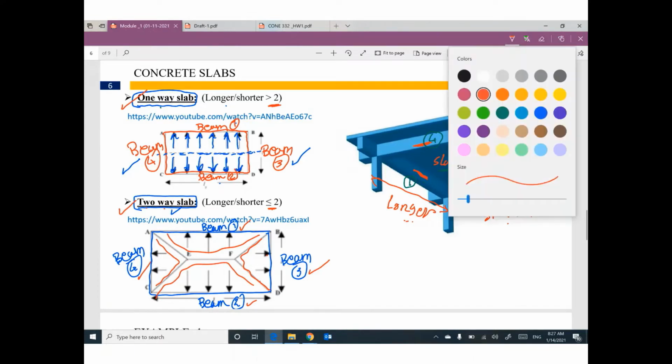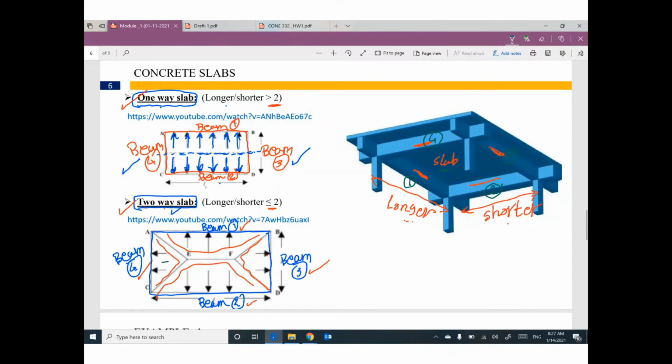So your slab load will be moved in this direction and also in this direction. So we call it two-way slab. This one is moved only in one direction. So we call it one-way slab. We don't have this direction. This direction does not exist. The load does not move in the horizontal direction, only vertical direction. So we call it one way. But this one, we have two opposite directions. So we call it two-way slab.